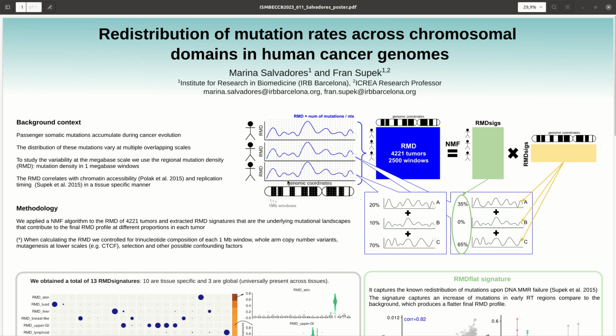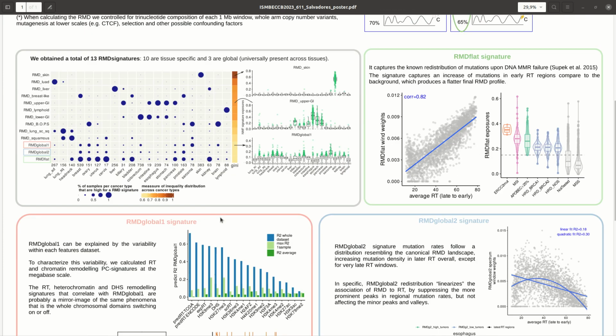Once we apply this methodology, we obtain a total of 13 regional mutation density signatures, from which 10 of them were tissue-specific, like this regional mutation density scheme, while the other 3 are global, so they are universally present across tissues. The RMD flat signature captures the known redistribution of mutations upon DNA mismatch repair failure, which are samples that are microsatellite unstable. And this was known, so it serves as a validation that our method works.